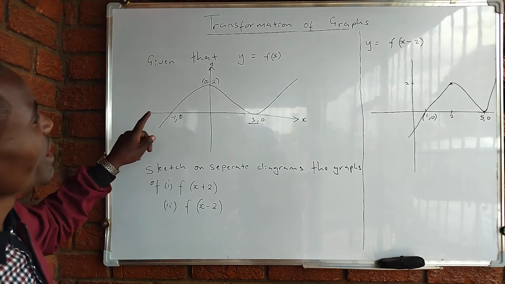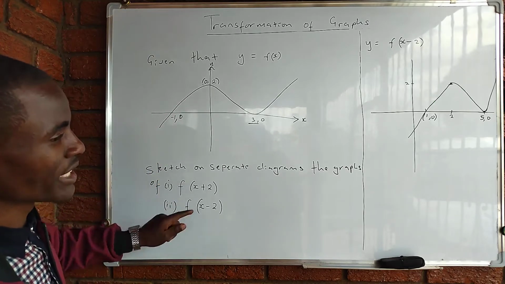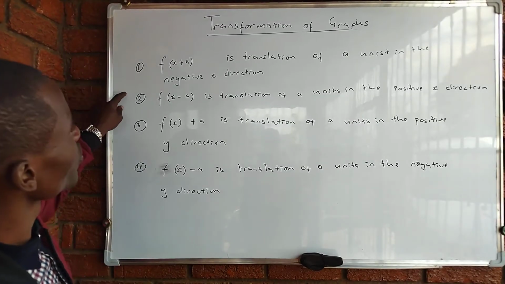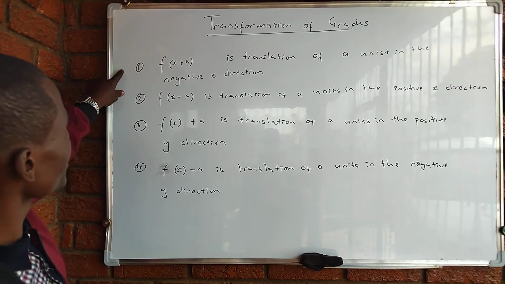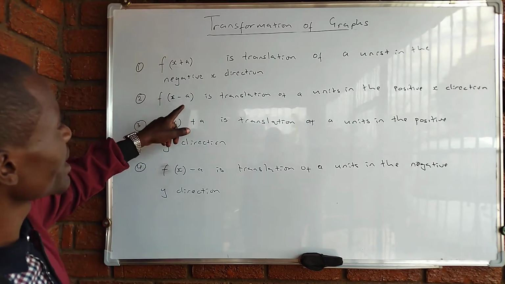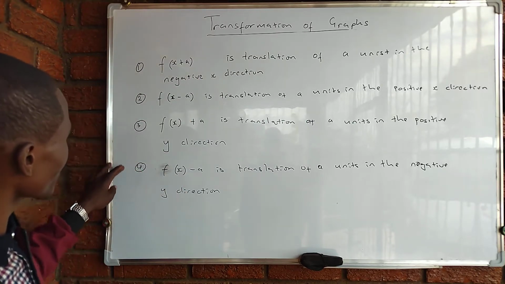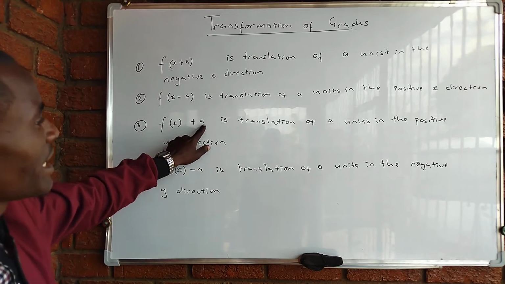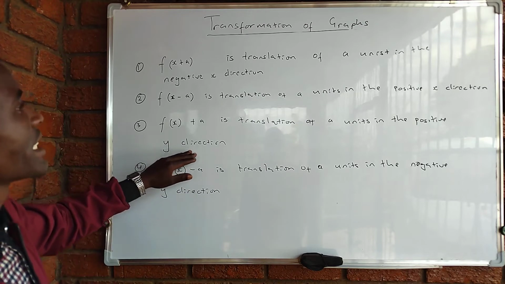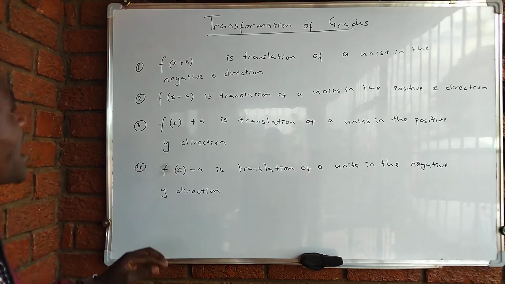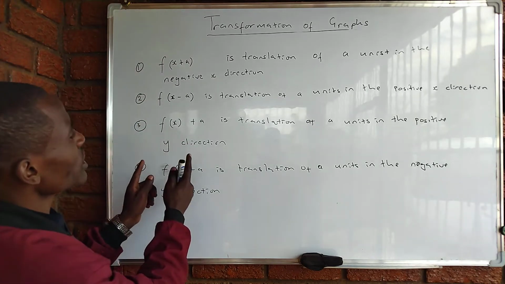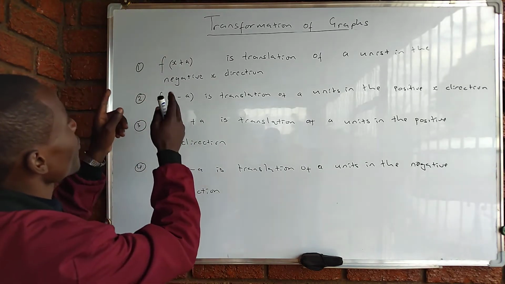So now let's move on to translation in the y direction, right? These two translations we are done with. f of x plus a, where there is a plus we go in the negative x direction, and where there is a minus we go in the positive x direction. Now to items 3 and 4, f of x plus a is a translation of a units in the positive y direction. So you see the difference now: in this translation with a plus, it is f of x and then plus a.